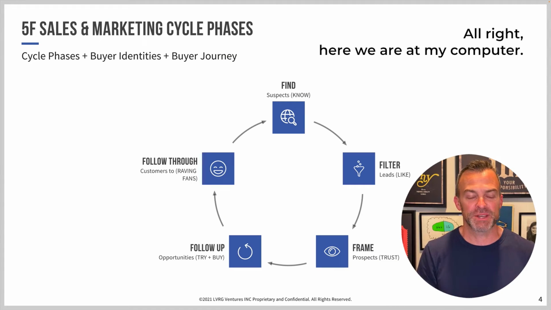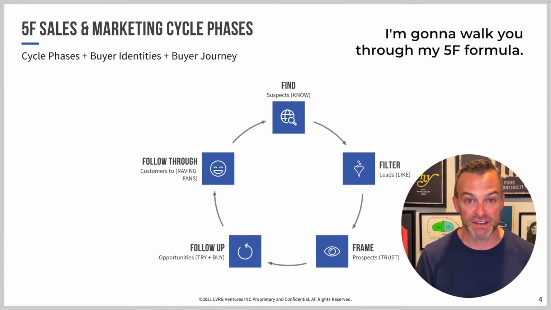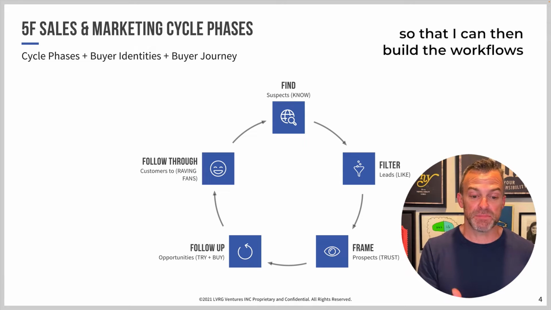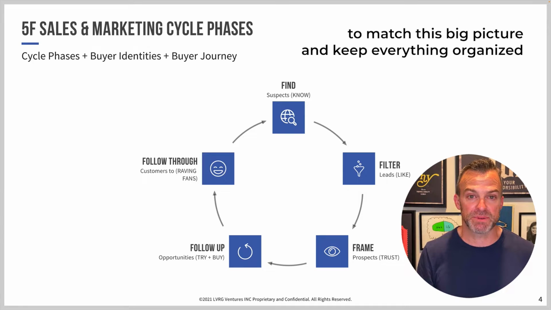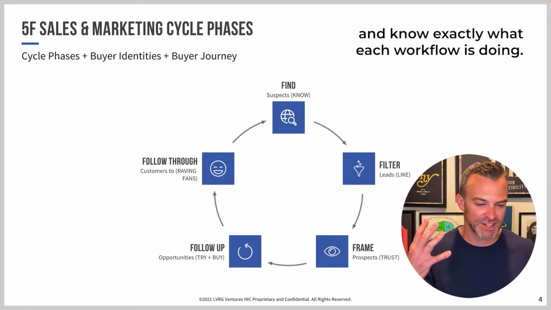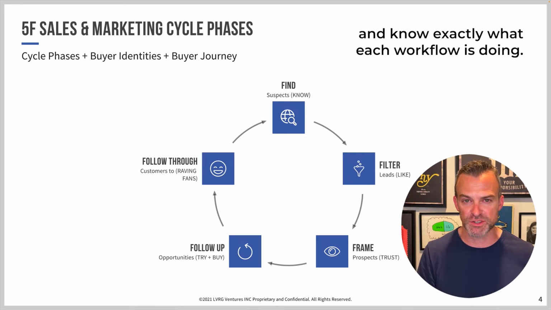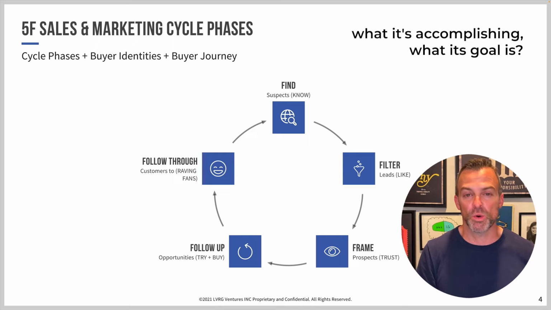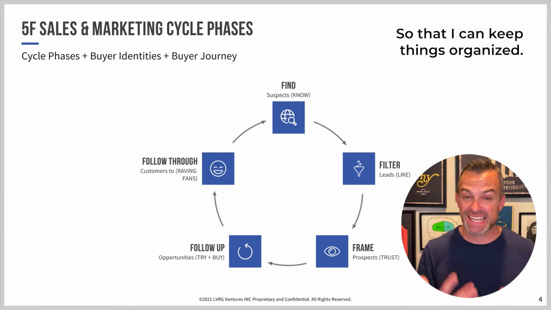All right, here we are at my computer. I'm gonna walk you through my 5F formula. This is how I organize my marketing big picture so that I can then build the workflows to match this big picture and keep everything organized and know exactly what each workflow is doing, why it exists, what it's accomplishing, what its goal is.